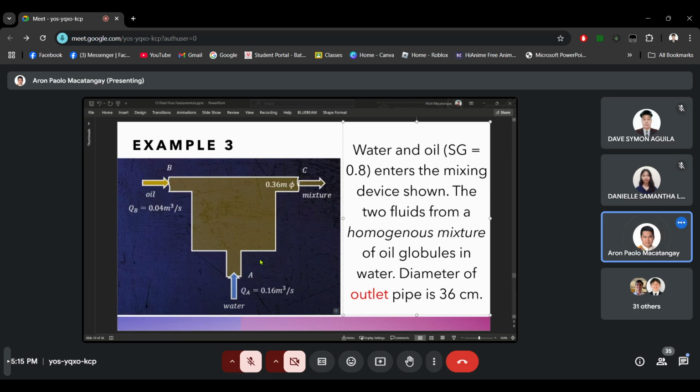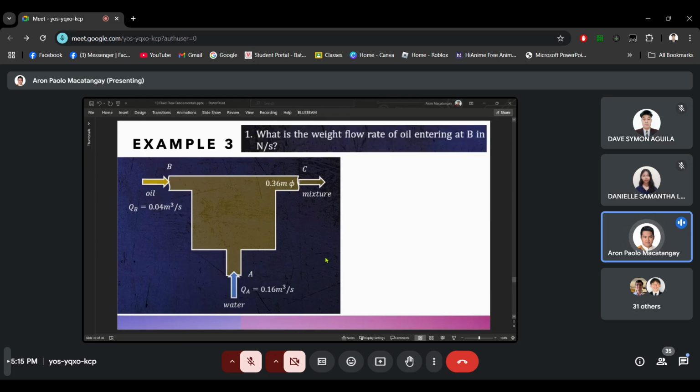Okay, so moving forward, first question, what is the weight flow rate of oil entering at B in newtons per second? Would anyone like to try to solve this?